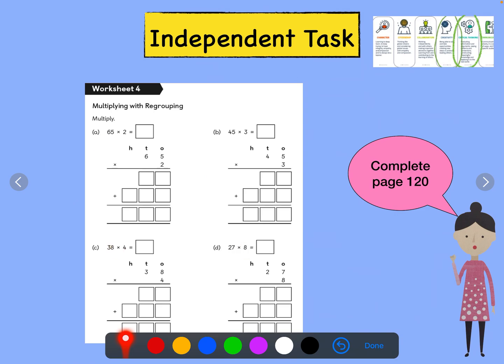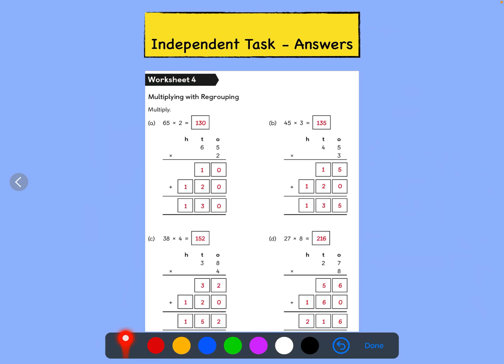So for A, B, C, and D, you need to put 65 times 2. You need to multiply the 1s, put your product here. You now need to multiply your 10s and put the product here. Then you are going to add your 2 products together to get your final answer. Same for B, the same for C, and the same for D. When you are finished, you can check your answers on this slide.